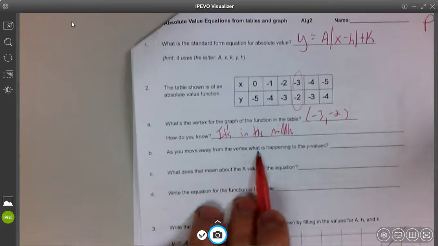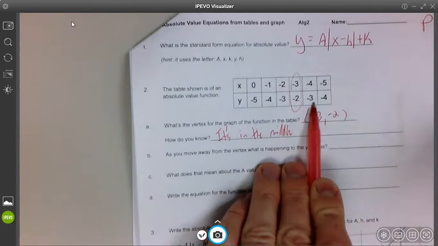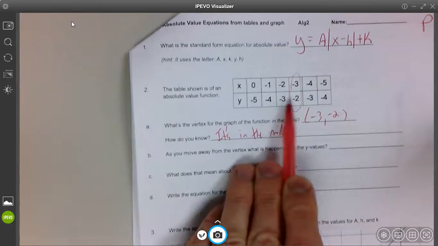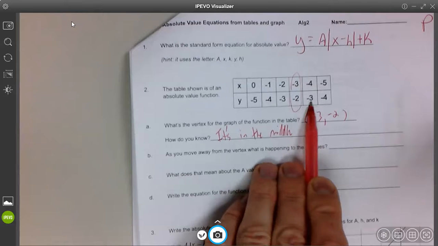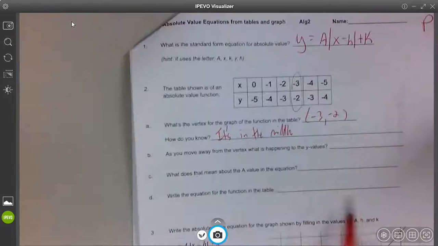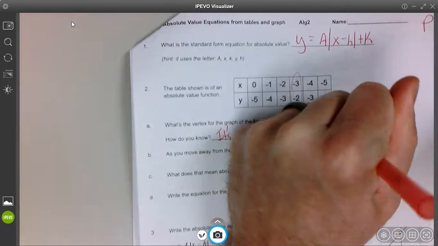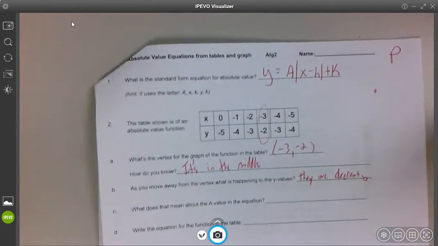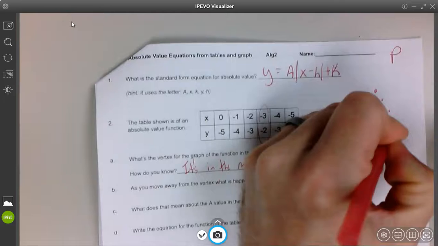As you move away from the vertex, what is happening to the y values? Okay, so here's my vertex. As I move away from my vertex, what's happening? It's going from negative 2 to negative 3. It's going down. Going negative 4, it's going down. Going negative 3, negative 4, negative 5, it's going down. What's happening as you move away from the vertex? They're going down. They are decreasing. So I have my vertex. I'm not really graphing it. And as I go away from my vertex, the y values are going down.